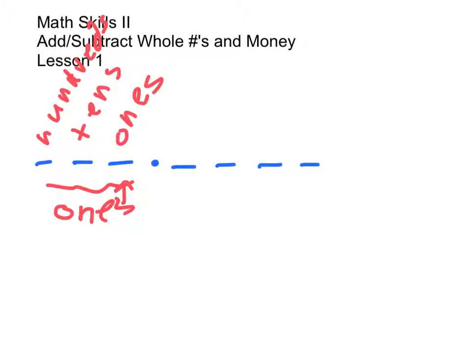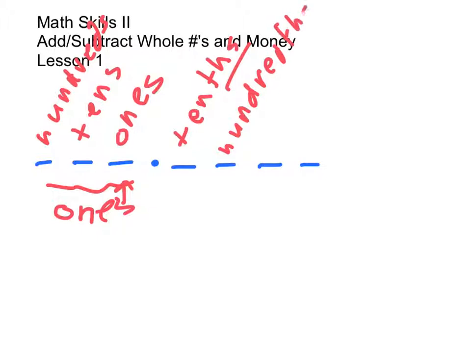Now to the right of the decimal point, the first place is called the tenths. And all these end in a THS at the end. So I have tenths, hundredths, thousandths, and that's probably the last one I'm going to put here because we're not going to go much further than that in this particular topic. So notice all of them end in a THS.